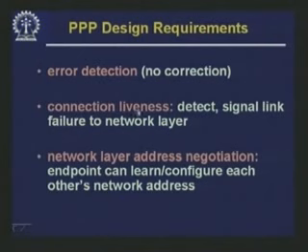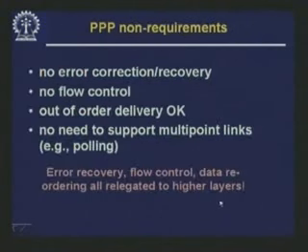Connection liveness: we must be able to detect and signal link failure to the network layer. So, we must be able to detect whether the connection is live or not. If it is not live, we must give that information to the network layer, so the network layer may decide to send its data using some other channel. Network layer address negotiation: endpoints can learn or configure each other's network address. These are all part of the PPP design requirements.